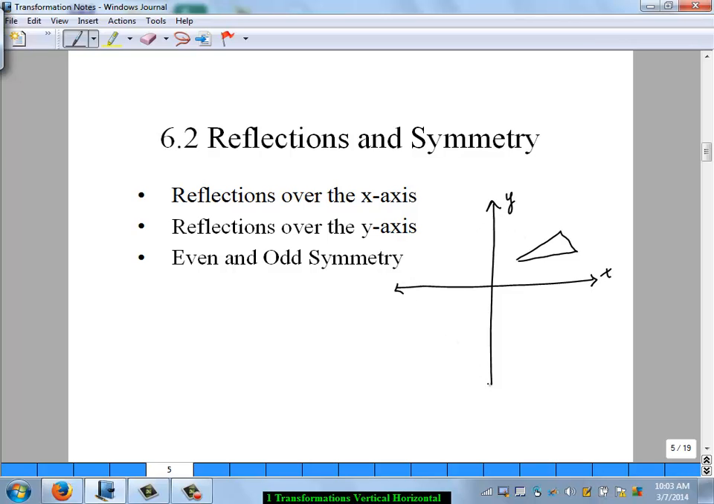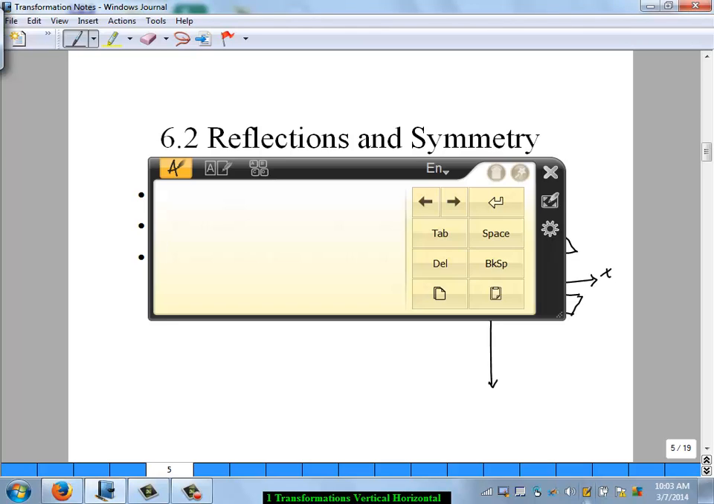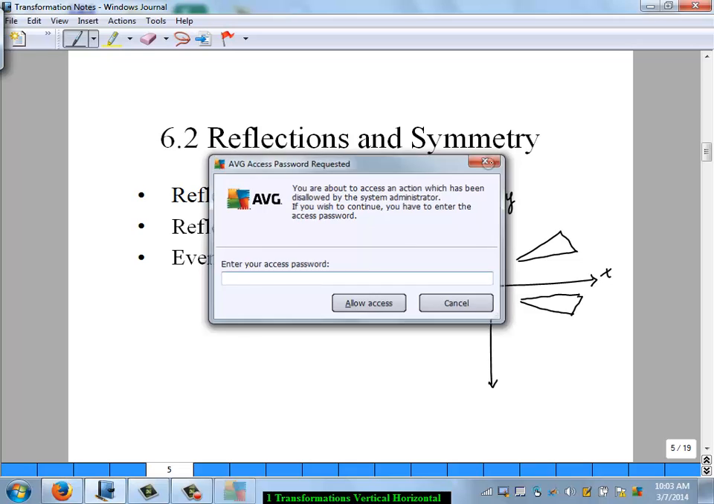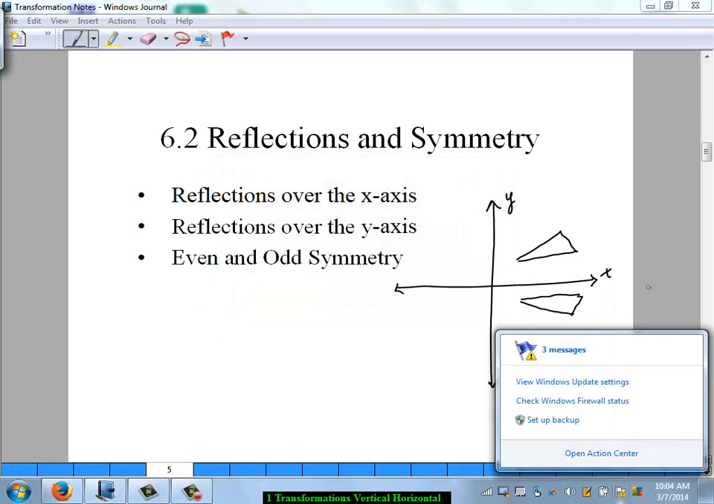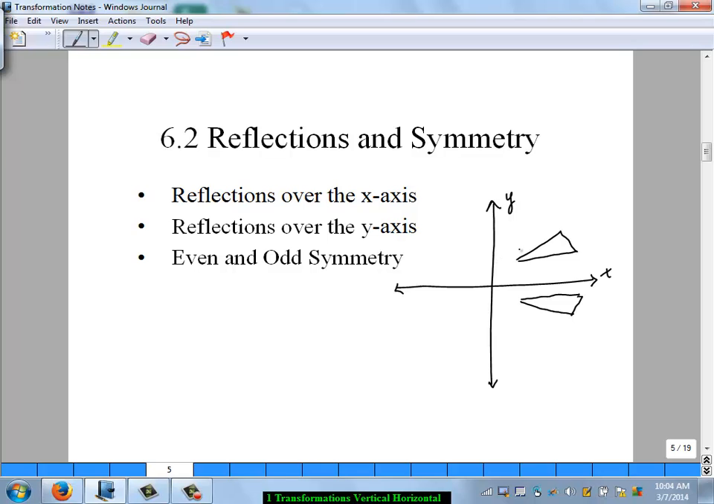Now, if I want to reflect over the x, I would fold it on the x and it would look like this. Sorry guys, I keep hitting stuff, I apologize. If I want to reflect over the y, you're going to fold it on the y-axis and it would look like this. Sorry, my drawing's not perfect, but hopefully you get the idea. So here's my point x, y. If I reflect it over the x, my x's stay the same, but my y's will be opposite. If I reflect it over the y, my x's will be opposite, and my y's will stay the same.